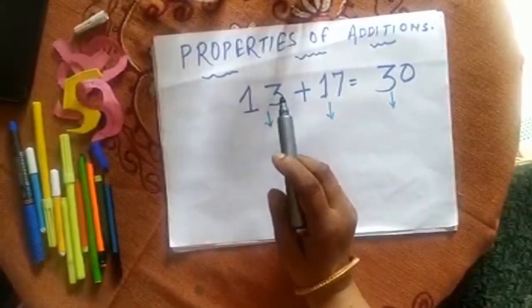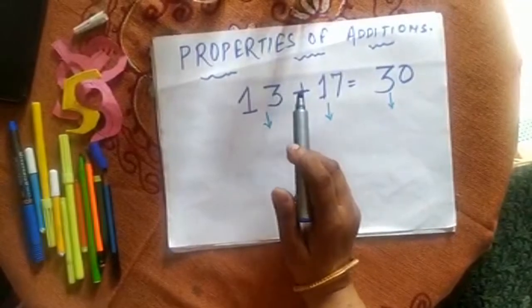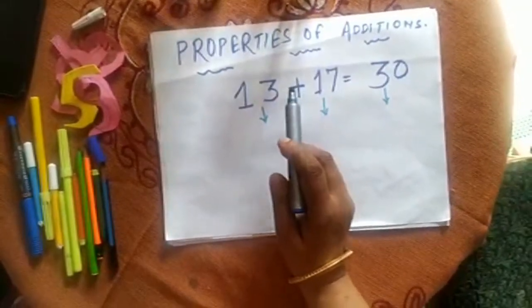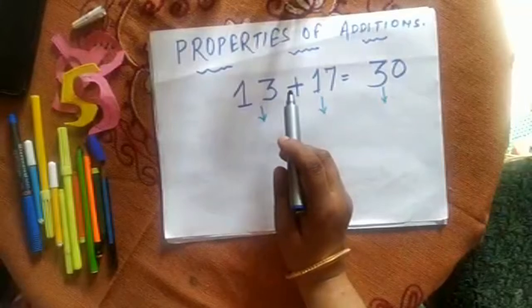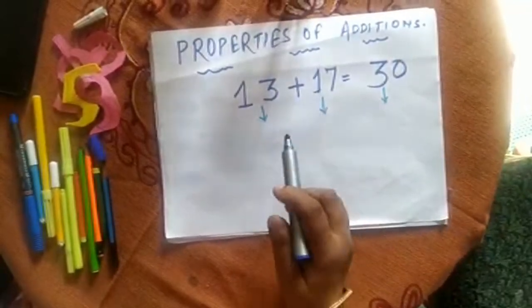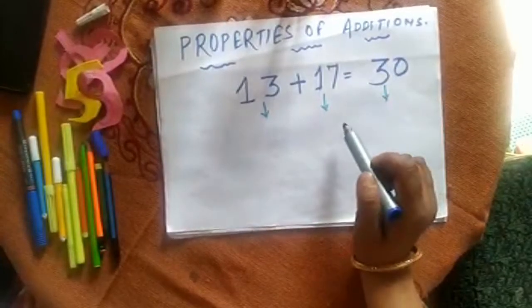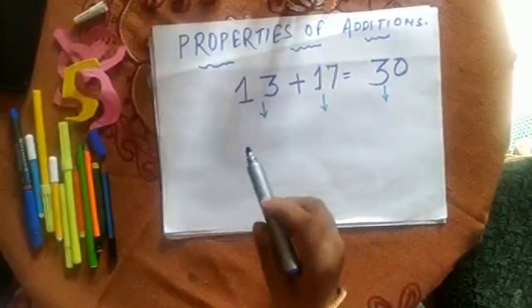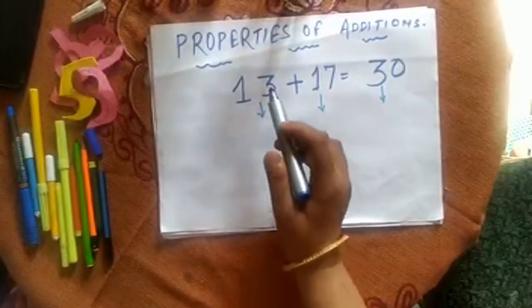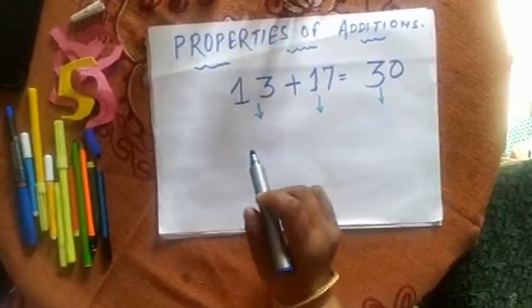Children, when you combine two or more numbers or quantities, then you are using addition. There are two parts of an addition sentence. So this is an addition sentence.